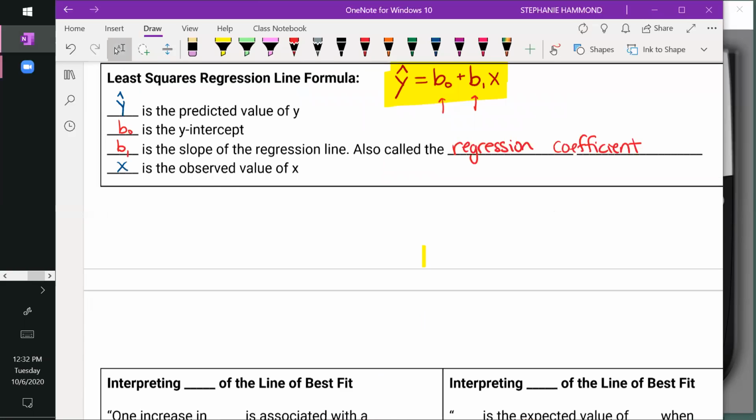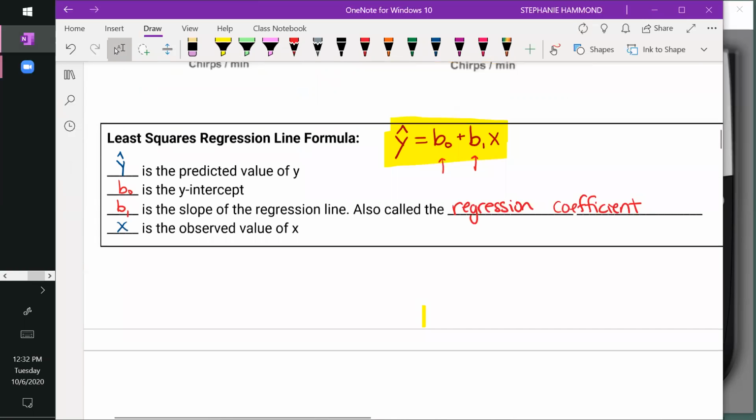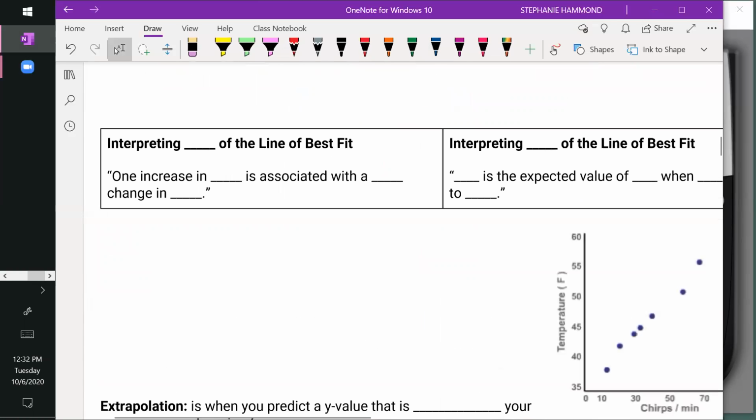Next, let's talk about how we interpret the slope and the y-intercept of the regression line formula. You've interpreted slope and y-intercept before in other classes, and it really is no different here. The slope, or B1, is how much the graph increases left to right, or specifically, for each one increase in x, we get B1, the slope, change in y.